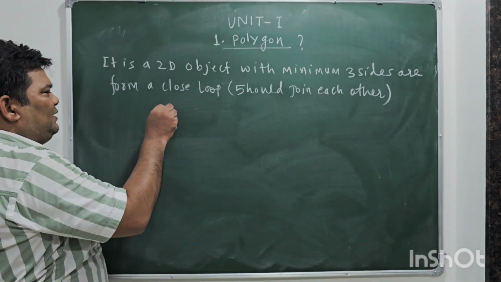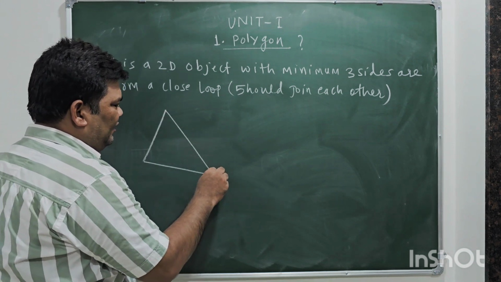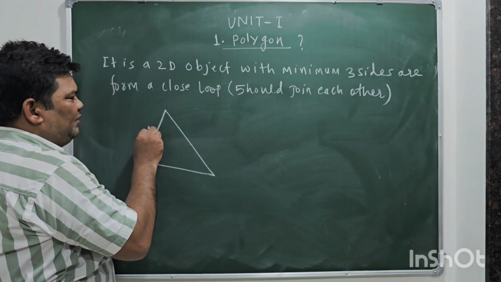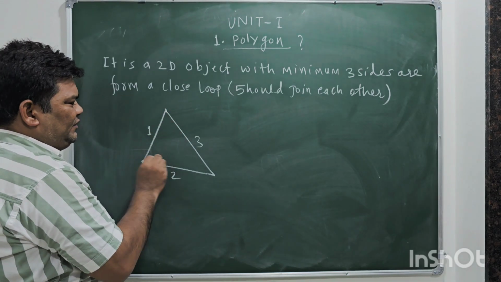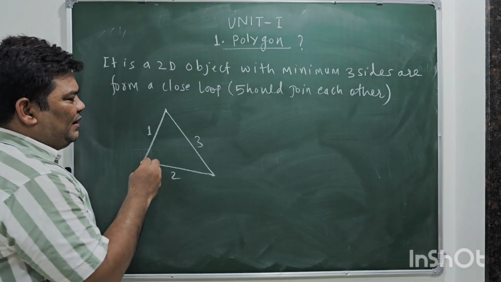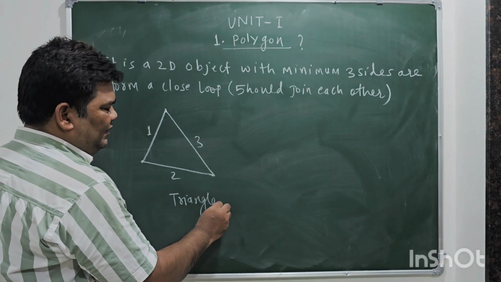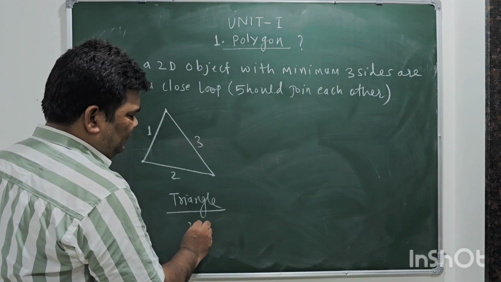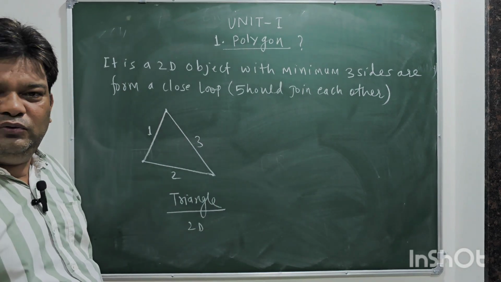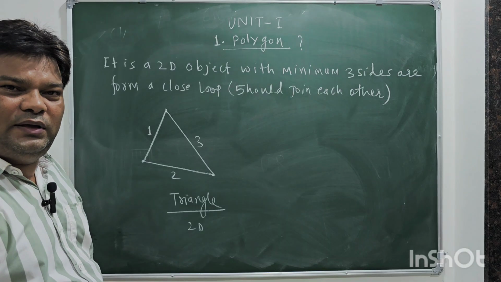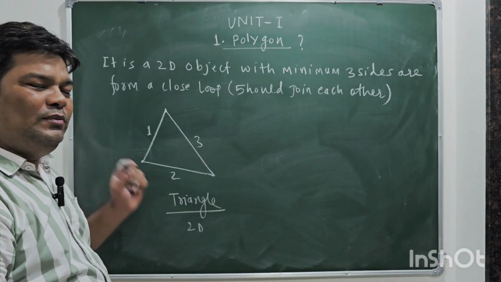Now by this definition, let's understand what the three different lines are, and we will form them like this. This is line number 1, line number 2, line number 3. And again we have to join it. By this definition, it is a triangle. So obviously a triangle is a two-dimensional object with minimum 3 sides and they are joining together. So it's a polygon. Exactly. As per the definition of the polygon, a triangle is a polygon.